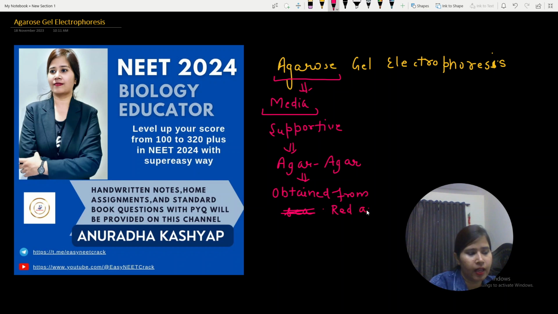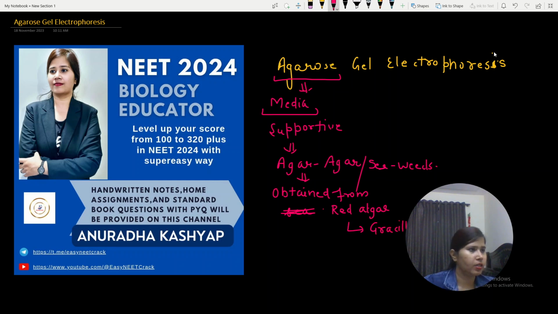Red algae. Agarose is also called agar agar, and we can also say seaweed. Great. So agarose is a supportive media, and we can also call it agar agar or seaweed, and it is obtained from a red algae. Ma'am, which is an example of red algae from which we can obtain it? The examples you have to remember are Gracilaria.